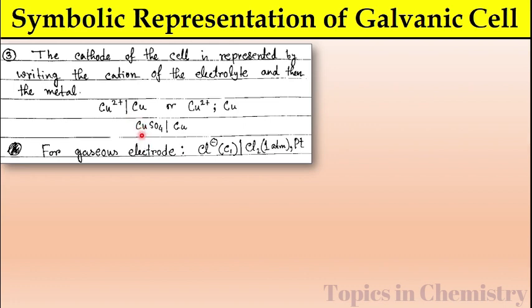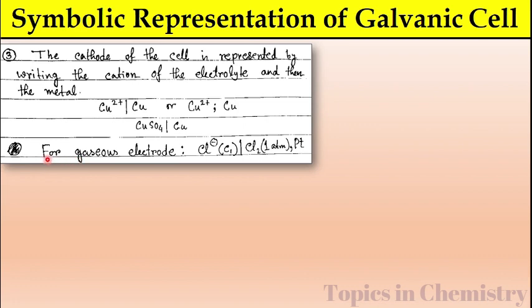Okay. So you can also write the electrolyte, so copper sulfate in case of Daniell cell. So copper sulfate, vertical line, copper metal. Or you can also write copper 2 plus semicolon copper. Generally such type of vertical lines are used to denote the cation and what is the cathode present.